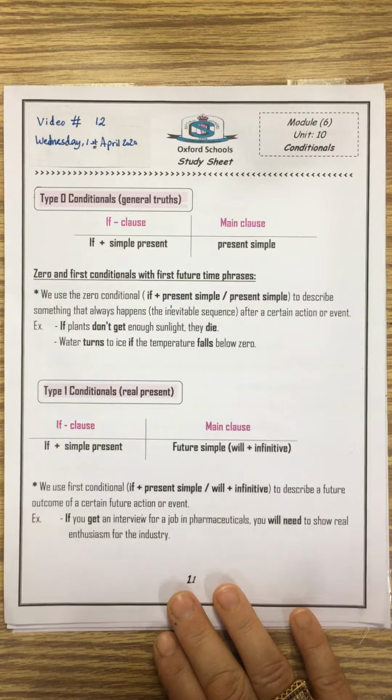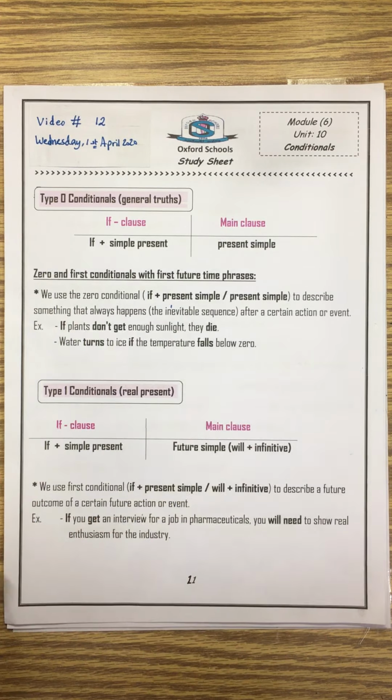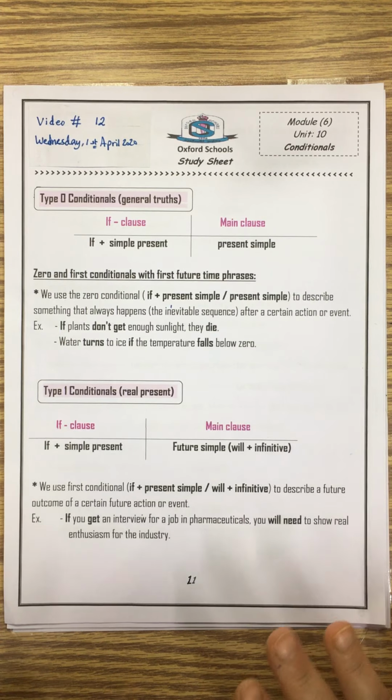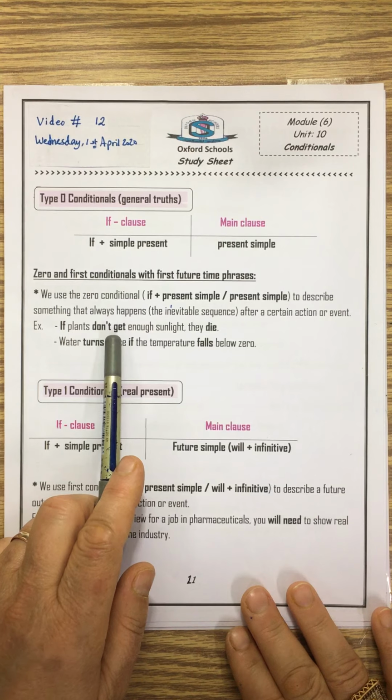طيب, we have an example here. If plants don't get enough sunlight, they die. This is a truth, this is a fact. Okay, if plants don't get, this is negative, the simple present in the negative.